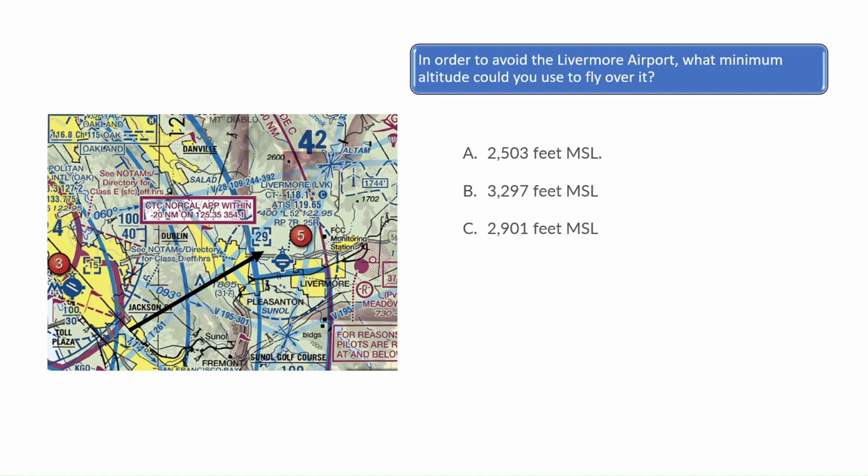Just add 2 zeros to the number in the dashed blue box to find the ceiling for Class D airports. The correct answer to this question is 2,901 feet MSL, since that would be the minimum altitude to fly over the Livermore Airport without entering the Class D airport. Remember, pilots need to get clearance and establish two-way radio communication before entering Class D airspace.